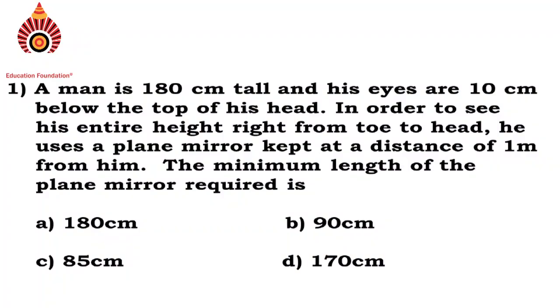Let us start with the first question. A man is 180 centimeter tall and his eyes are 10 centimeter below the top of his head. In order to see his entire height, right from toe to head, he uses a plane mirror kept at a distance of 1 meter from him. The minimum length of the plane mirror required is.